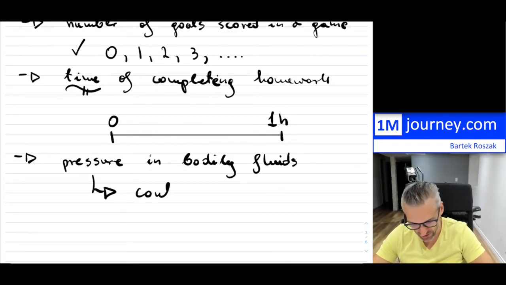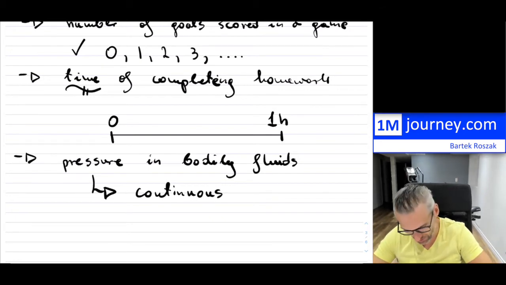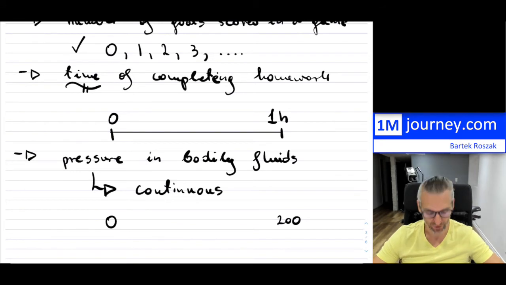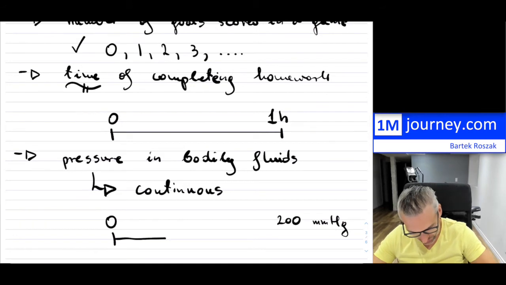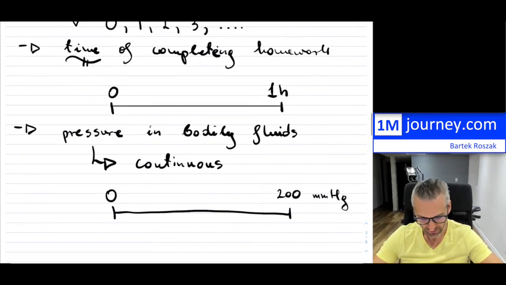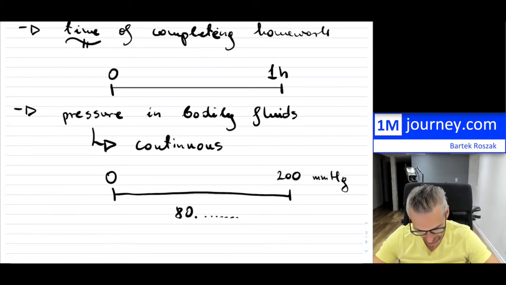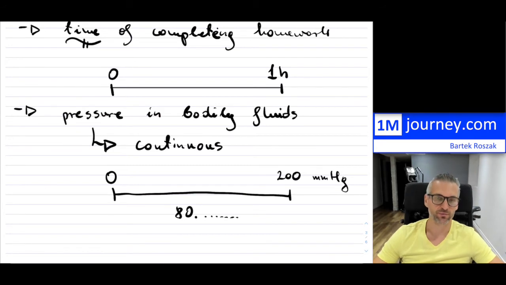But the pressure itself, that quantity of pressure, would actually be continuous, because let's say it was between 0 and, who knows what we're measuring this in, maybe 200 millimeters of mercury if it was blood pressure. So we would need a unit here, and it could fall anywhere in between. As you know, you can possibly get a pressure reading of 80 point something, with an infinite number of decimals.